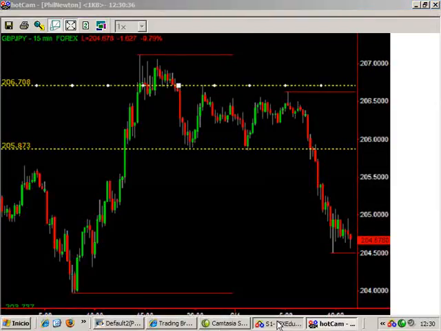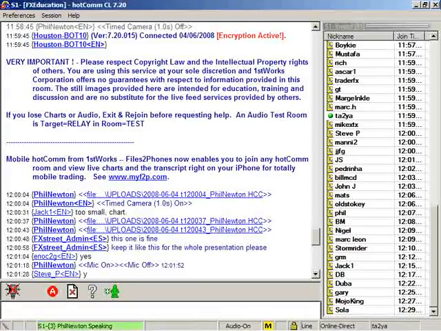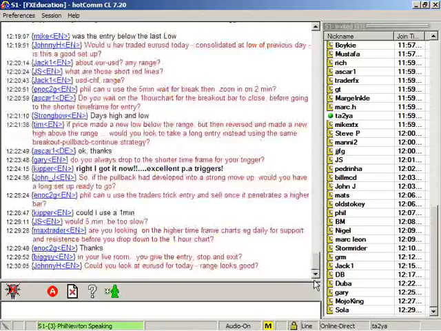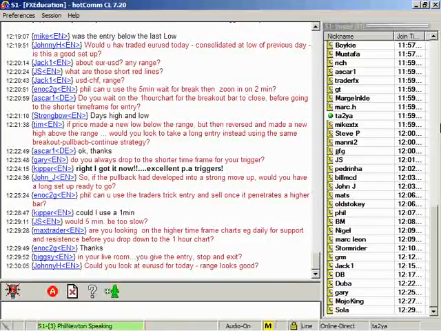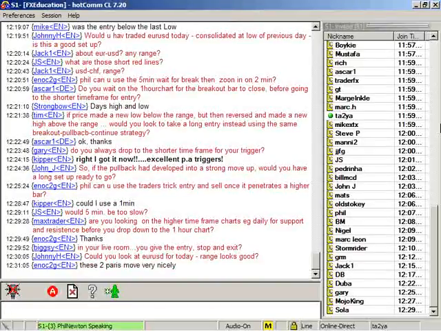So on the pound yen, let's take a look at the 89-tick chart. On the pound yen, we can see the breakout level. My personal entry was a little bit later on.